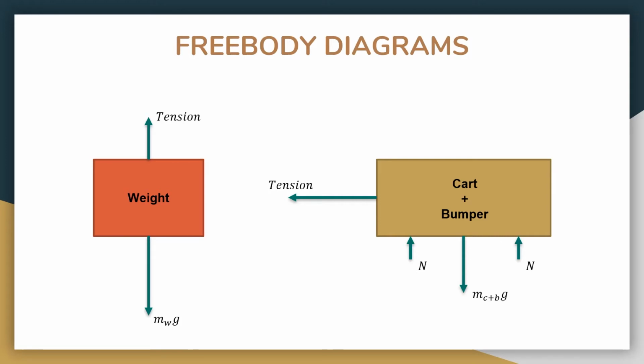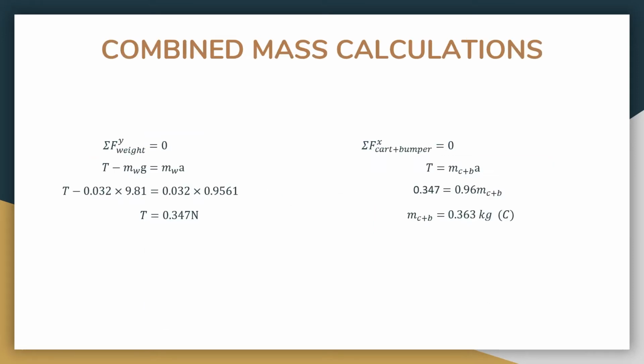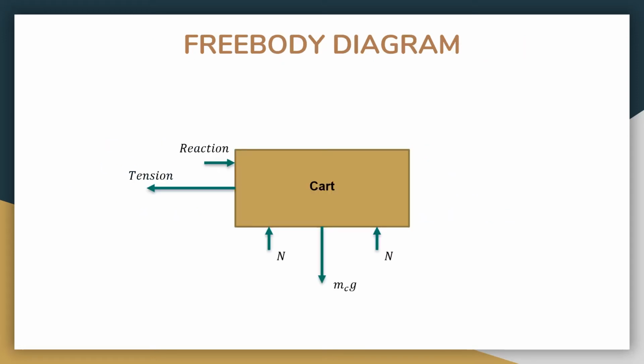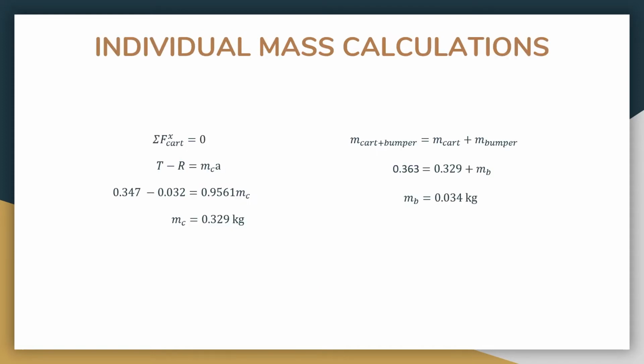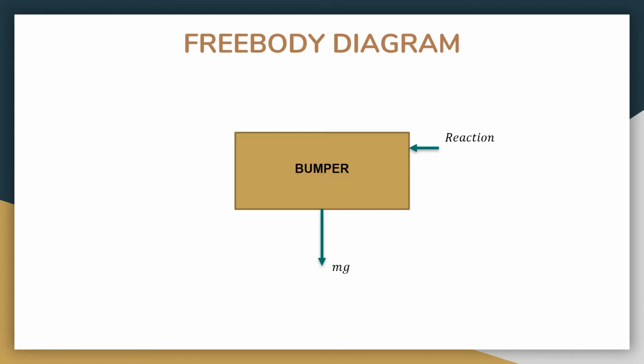Using these free body diagrams, I solved for the combined mass of the cart and the bumper. I first calculated the tension, and then used that tension force to calculate the combined mass. I then drew a free body diagram of the cart. Using this free body diagram, I could solve for the mass of the cart, and thus the mass of the bumper. Finally, I drew one last free body diagram.